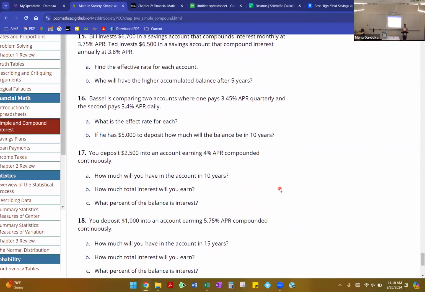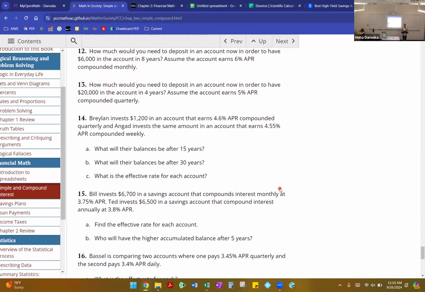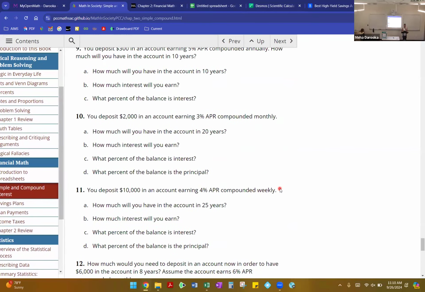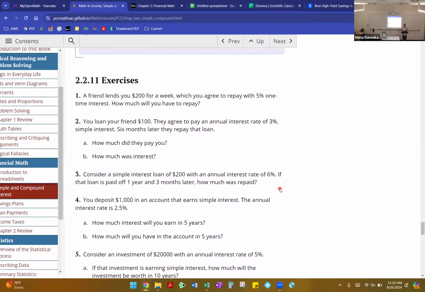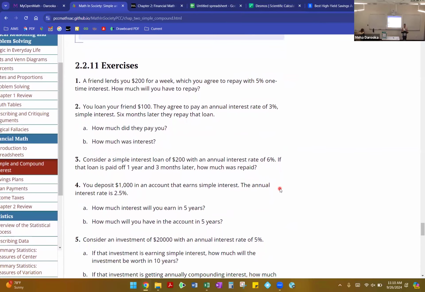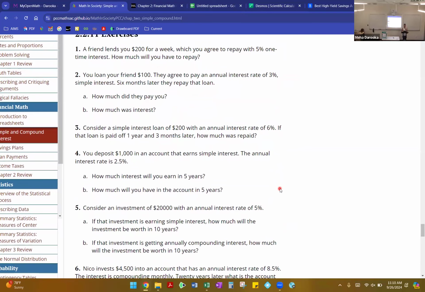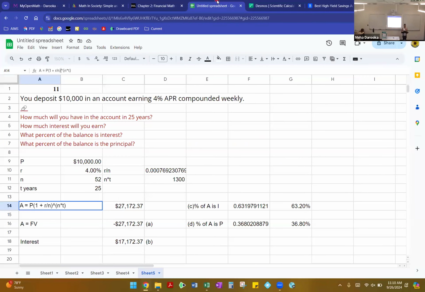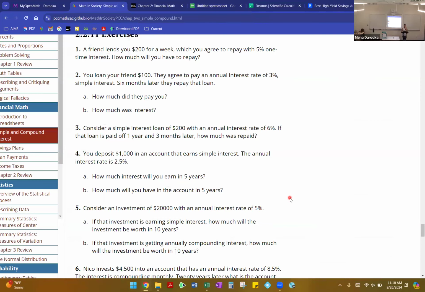Trying to see if I can find one on compounded continuously. Am I just not reading this correctly? Let me know, Belicia, if that works out for you or not. So it should be, what was that, 27,172.37.